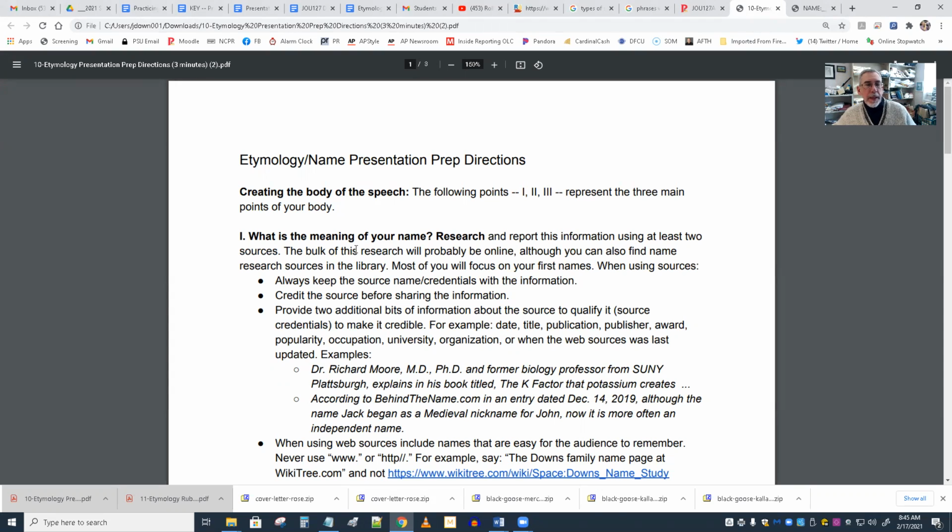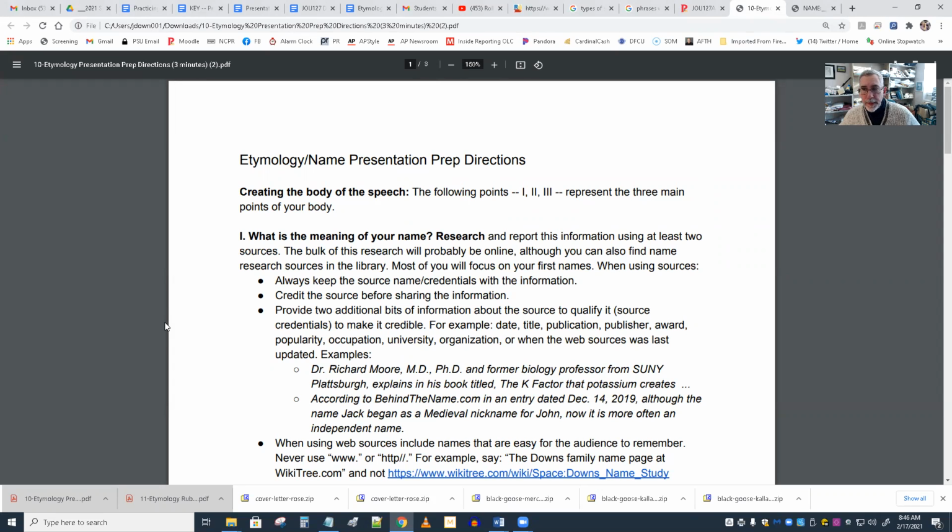The first one is, what is the meaning of your name? So how are you going to find that out? By the way, we're talking about probably your first name. You can do your first name or your last name, but probably your first name. You're going to research and report this information using at least 2 sources. And this is almost certainly going to be on the web. If you search name meanings, you'll get a lot of websites, and a lot of them are very good, but they have slightly different answers too, depending on what your name is. And some names are easier to figure out than others.